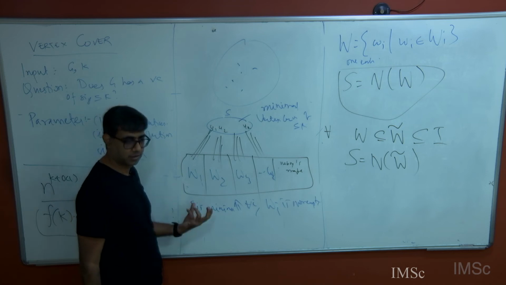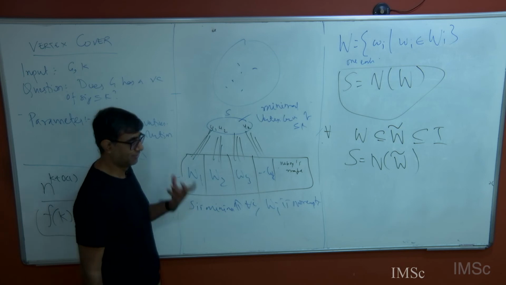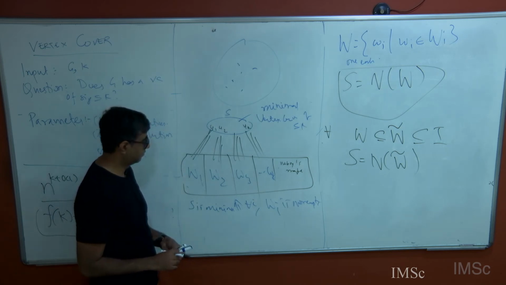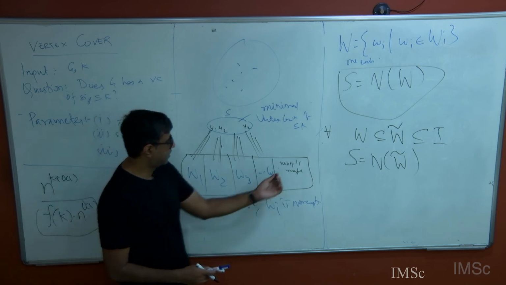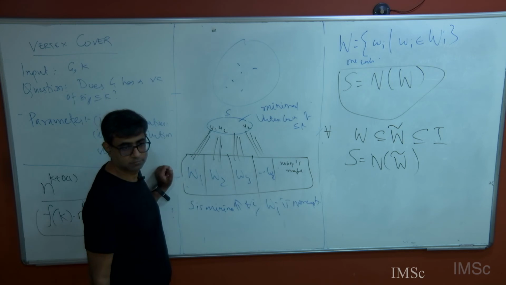Okay, excellent. How do we use this to design an algorithm? So what is this nobody's mate? Like these guys have at least 2 neighbors here. Is that correct?